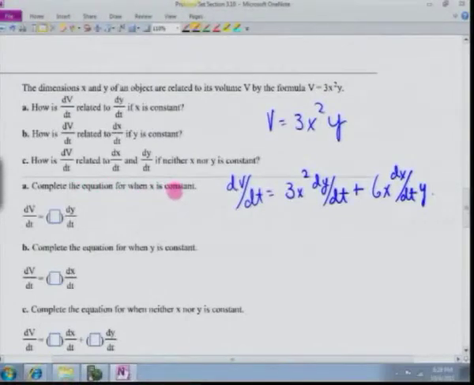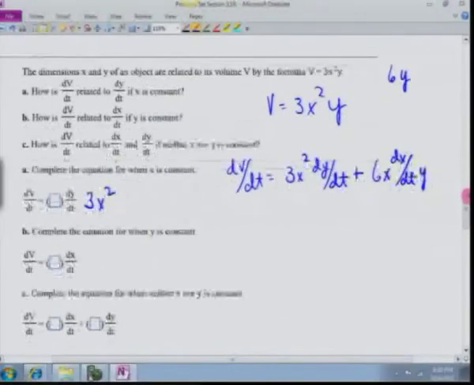Complete the equation for when x is a constant. Well, if it's a constant, and this is y, I just want you to think about this. If this were like 6y, what's the derivative of 6y? 6. So if this is a constant, what's the derivative of this? 3x squared? That's the constant. Does that make sense?